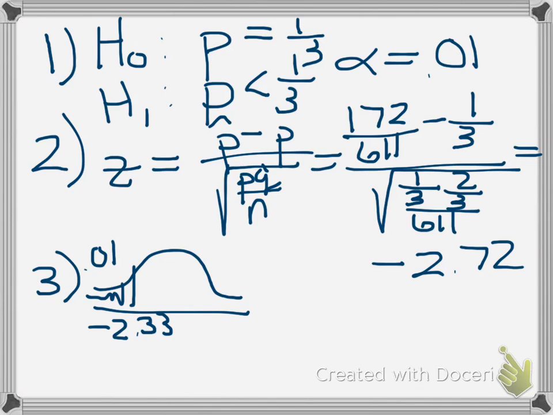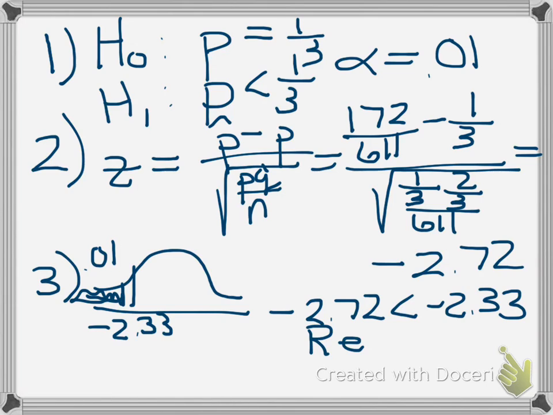So then what we have to do is compare the value that we got in step two to the value in step three, and our value of negative 2.72 is less than the negative 2.33. Therefore, we're in this tail right here. So since we're in the tail in step three, we're going to reject H naught, because in step three we always accept or reject the null. So since we're in the tail, we reject H naught.